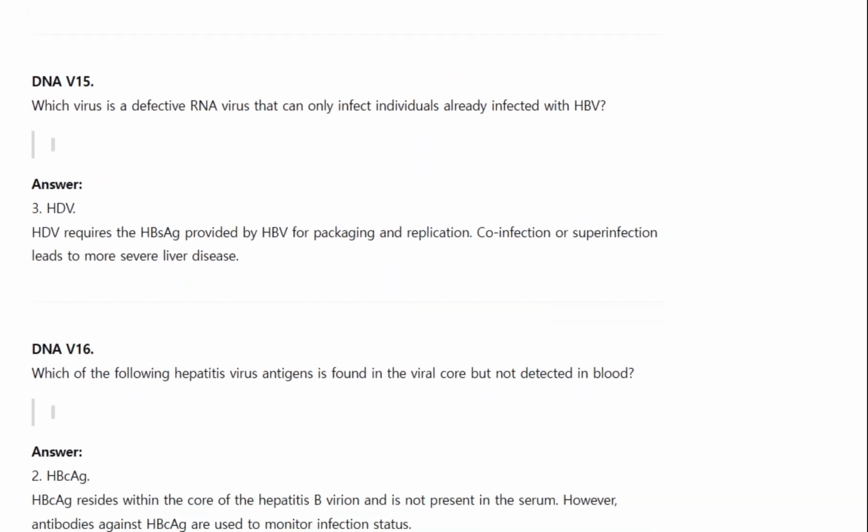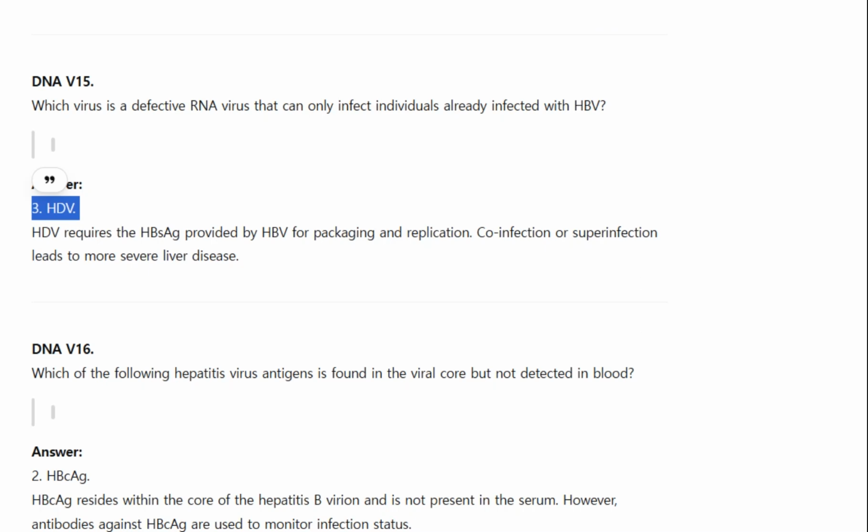Which virus is a defective RNA virus that can only infect individuals already infected with HBV? Answer 3. HDV. HDV requires the HBsAg provided by HBV for packaging and replication. Co-infection or superinfection leads to more severe liver disease.